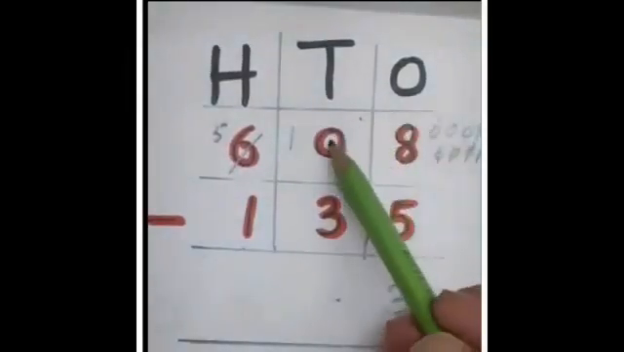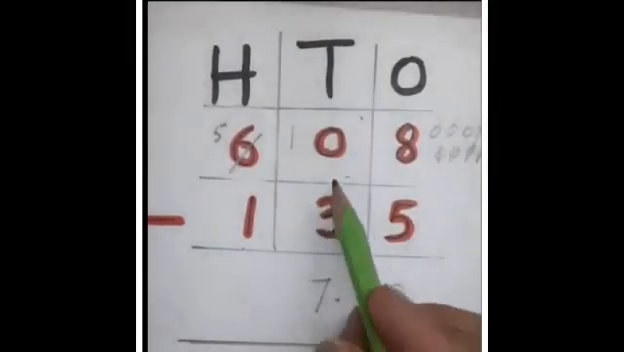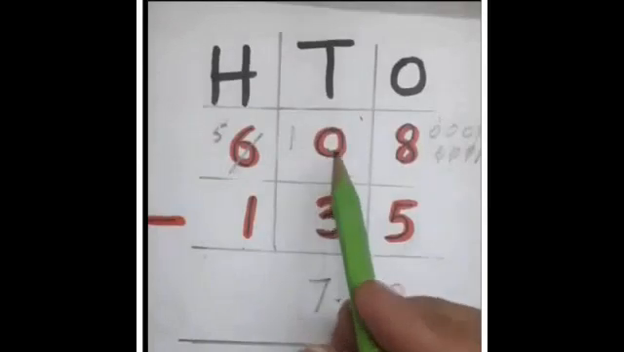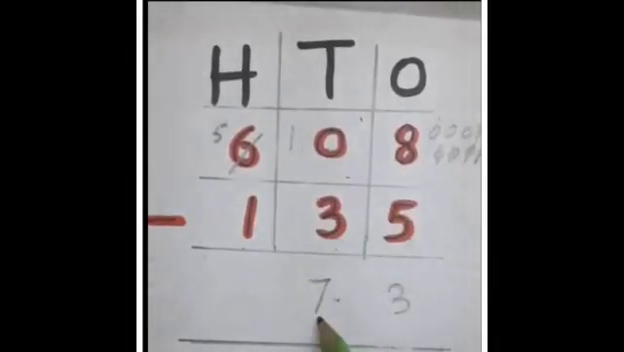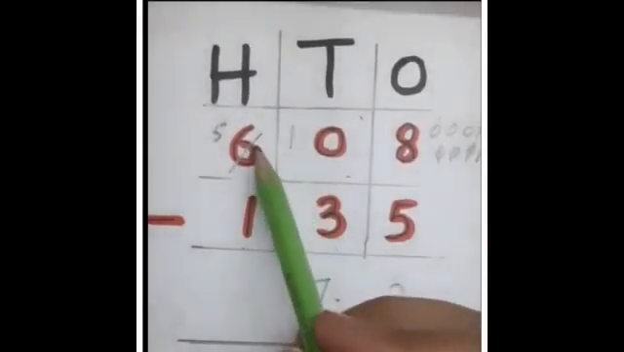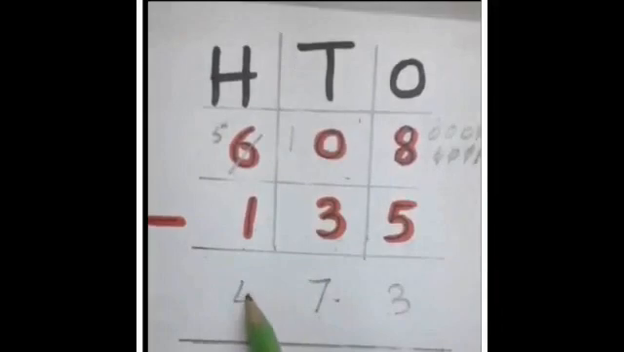Okay, now you will subtract both numbers. 10 take away 3 is 7. You can count on your fingers or you can write the amount here. 10 take away 3 is 7. Now move to the third place. 5 minus 1 is 4.